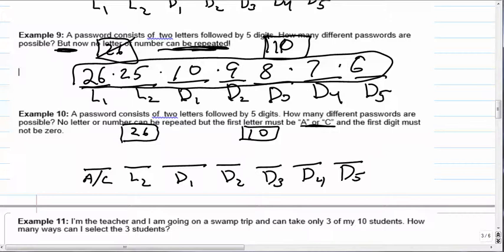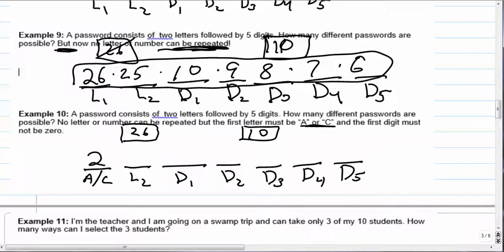Again, the first letter has to be an A or C. I'm assuming it's coming from the same group here, okay? 26 letters, but it's got to be an A or C. When I go to pick the first letter, how many choices do I have? I have 2 choices, A or C. That's all I have. If it had to be an A, there'd be 1 choice. But when I choose the first letter, it has to be A or C. I only have 2 options.